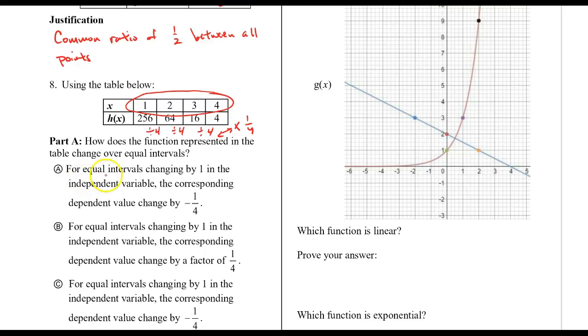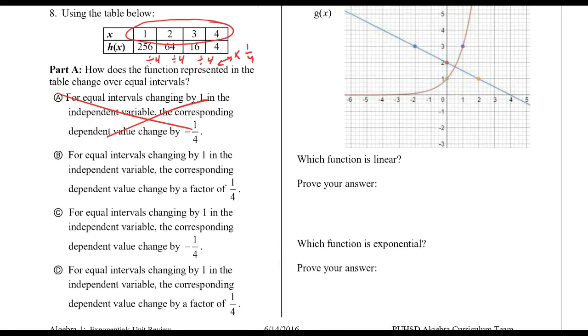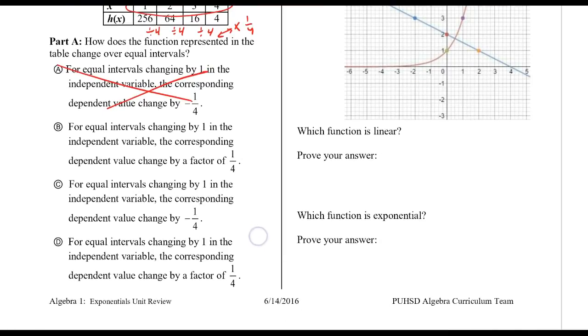So for equal intervals changing by 1 in the independent variable, which is x, the corresponding dependent value changes by negative 1/4. Well, that's not true. They didn't change by negative 1/4. We multiplied by a positive 1/4. Changing by negative 1/4 means that we would subtract 1/4. That's wrong.